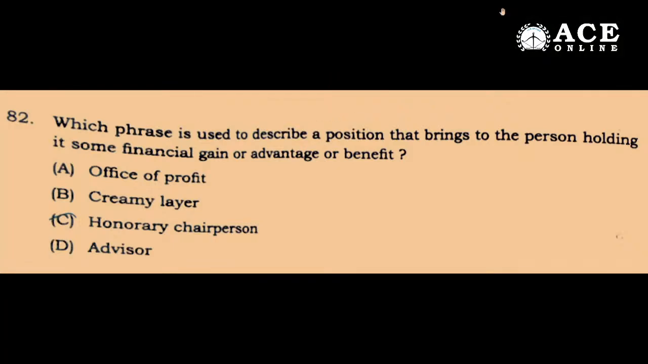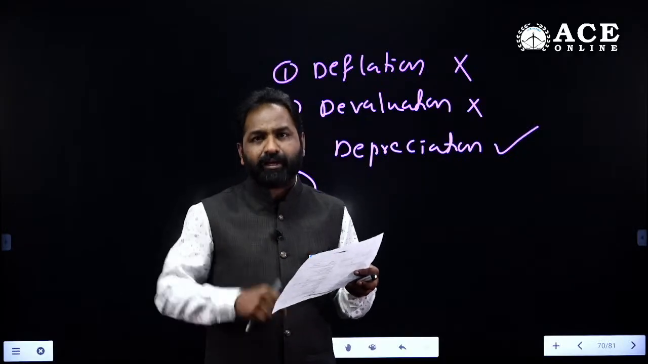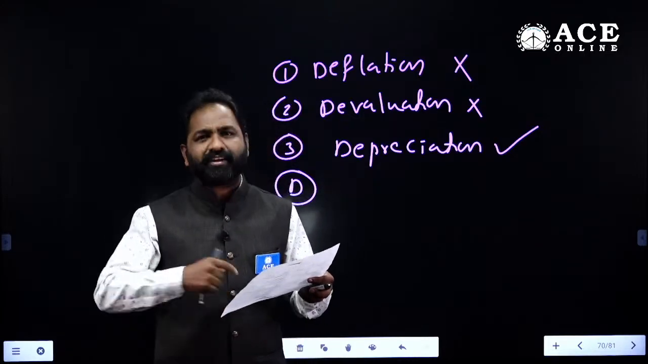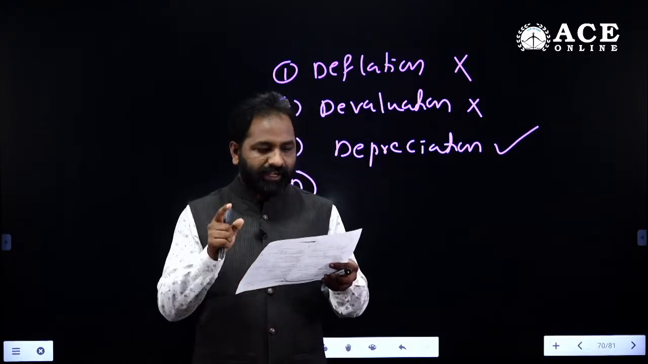Which phrase is used to describe a position that brings to the person holding it some financial gain or advantage or benefit? See, in the constitution, when you talk about MLA or MP or President of India, there are some eligibilities, right? One of the eligibilities is that the candidate must not hold an office of profit. Being an MLA or MP, you should not earn money outside of this. So straight away the answer is office of profit. For question number 82, the answer is A, office of profit.